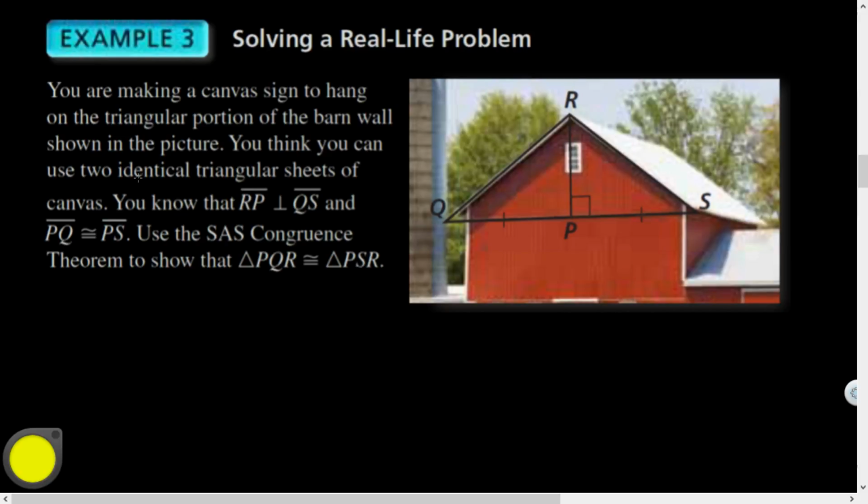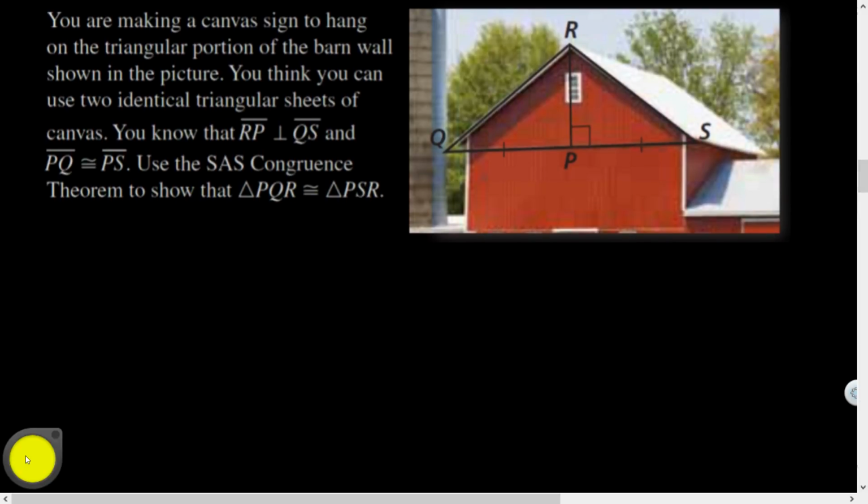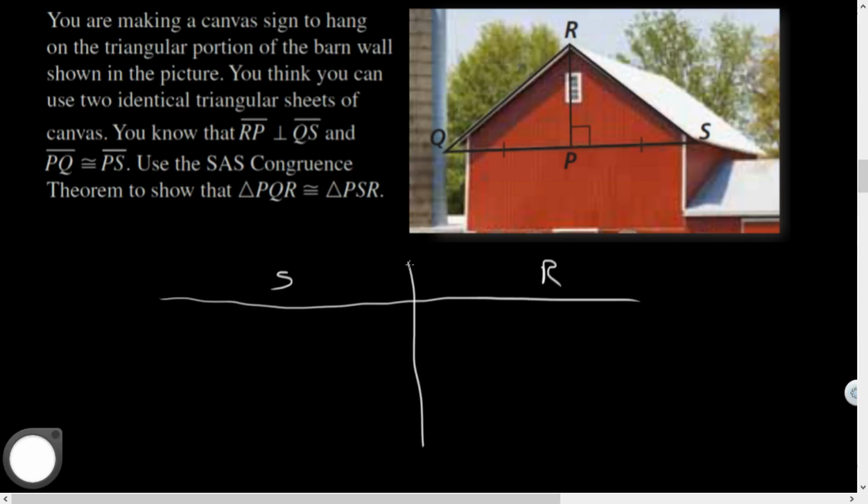You think you can use 2 identical triangular sheets of canvas. You know that RP is perpendicular to QS. All right, so perpendicular there. And that PQ is congruent to PS. Those are probably 2 assumptions that you couldn't make about most barns in Vermont anymore. But some might say that the beauty of those barns is the fact that they are a little bit dilapidated. So, all right, here we go.